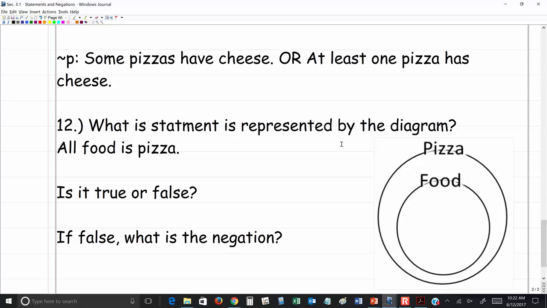Okay, so the statement that it's showing in that diagram is that all food is pizza. Okay, so is that true or false? Well, that is false, obviously. So what is the negation of that statement? Some food is not pizza.